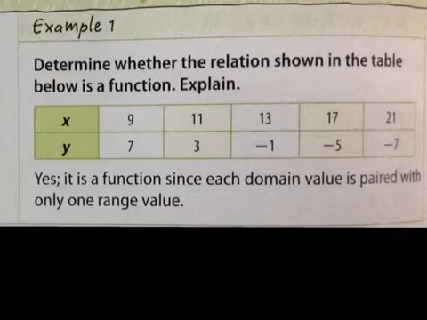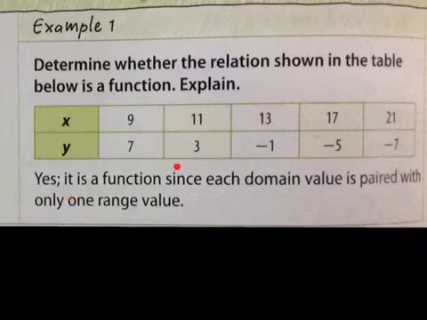For example 1, determine whether the relation shown in the table below is a function. So we have our domain and our range. In our domain we have 9, 11, 13, 17, 51, 21. And in our range we have 7, 3, negative 1, negative 5, negative 7. You can see that each one is being paired exactly with 1. So yes, this is a function.